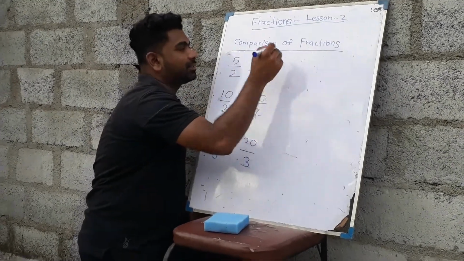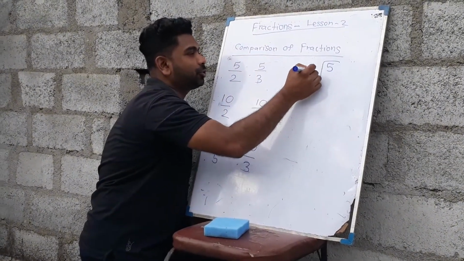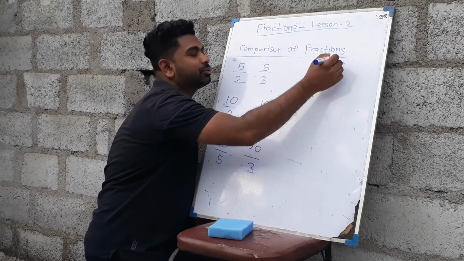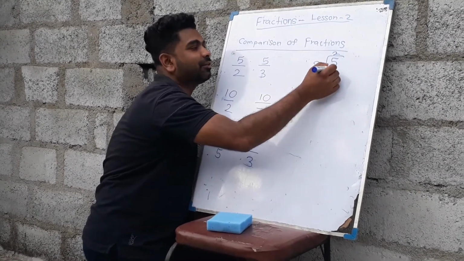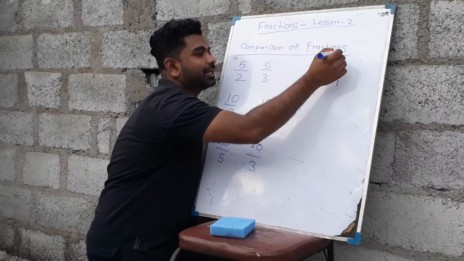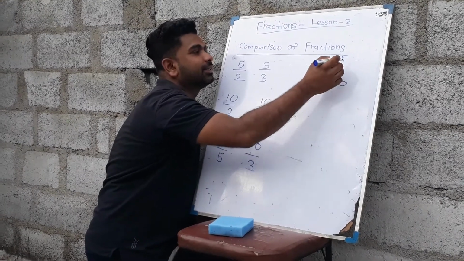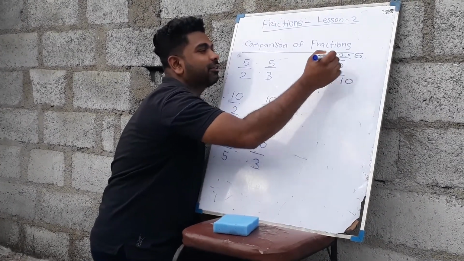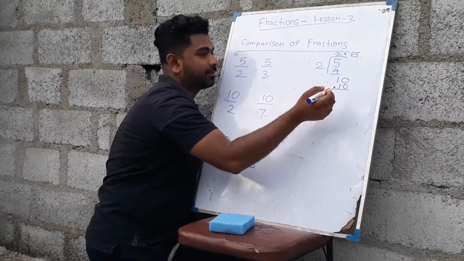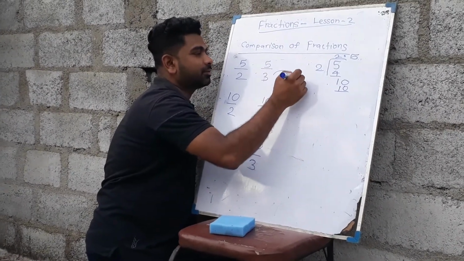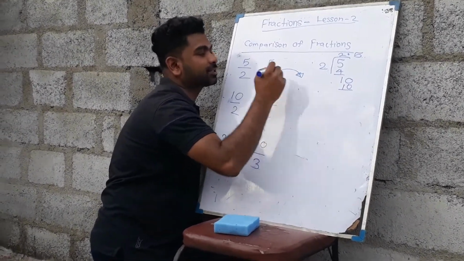Let's go to the long division. 5 divided by 2. So there are two 2s. 2 into 2 is 4, 1 is the balance. So if you keep a decimal point for the 10, how many 2s are there? 5. 5 into 2 is 10, right? So I am teaching this one. So let's go to the second one.